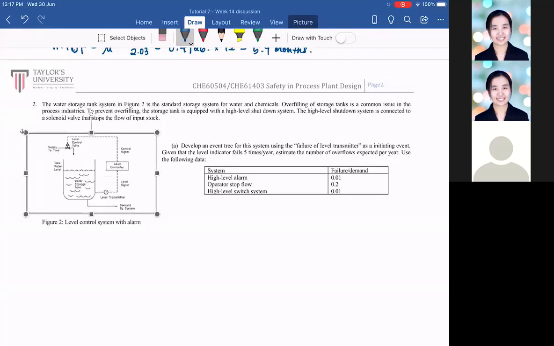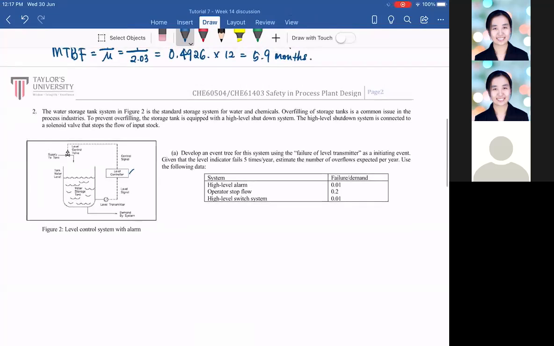So what if this guy fails? Okay, if this guy fails, what happened? It will definitely be an overflow. Okay, so failure of level transmitter as an initiating event, given that the level indicator fails 5 times a year, so the mu here is 5 times per year. Okay, estimate the number of overflows expected per year.